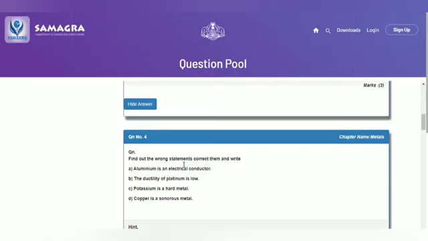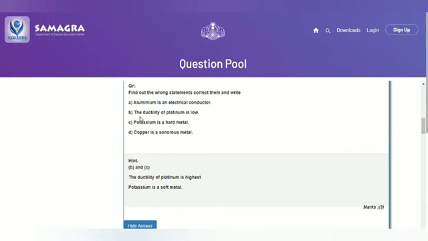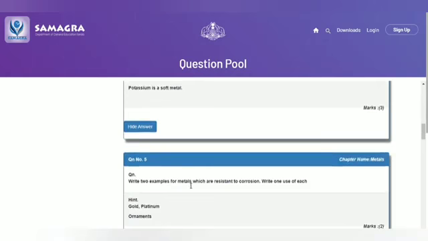Find out the wrong statements, correct them and write. Check the wrong statements. That is, the ductility of platinum is low and potassium is a hard metal. These two sentences are wrong. The correct ones are: aluminium is an electrical conductor, copper is a sonorous metal. Potassium is not a hard metal, it is a soft metal. And the ductility of platinum is highest.